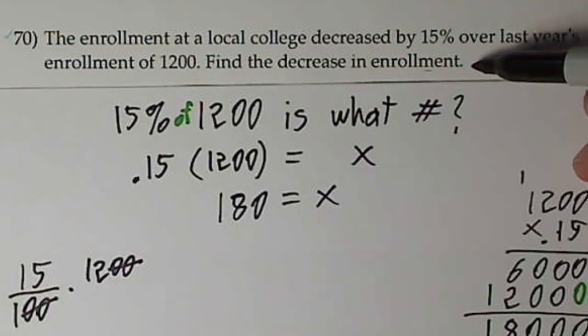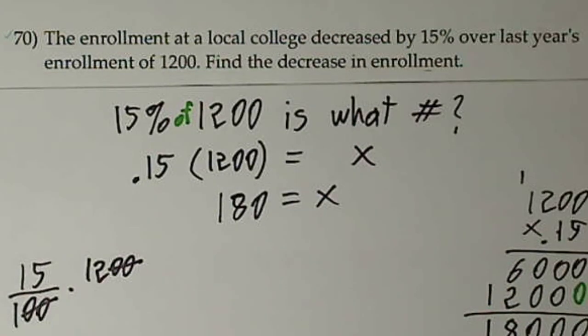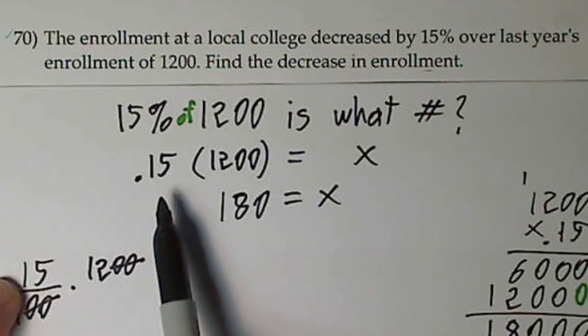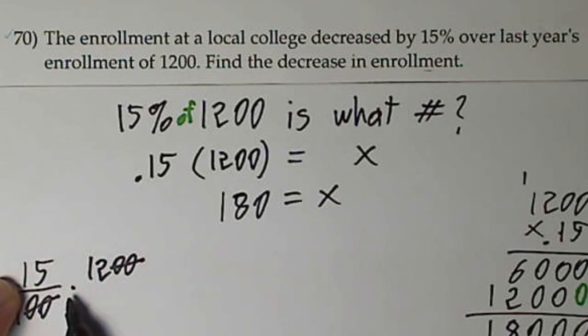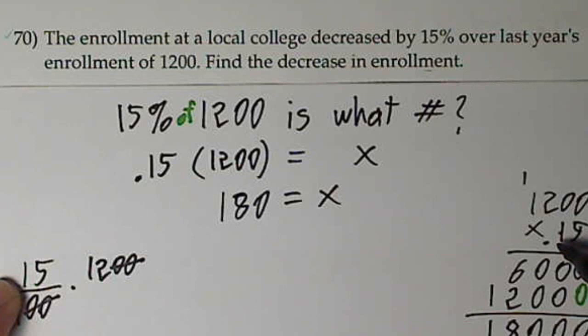If they said what is the current year's enrollment, then you would have to subtract 180 from 1,200 after you got this answer. And just notice here, if I had multiplied 12 times 15, I just would have gotten 180. All right. But I decided, since that wasn't completely simple, it wasn't automatic in my head, I just went with the longer road and kept up with my decimal. All right, so that takes care of 70.